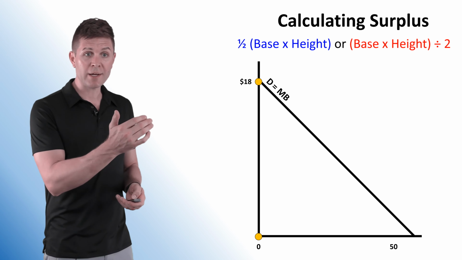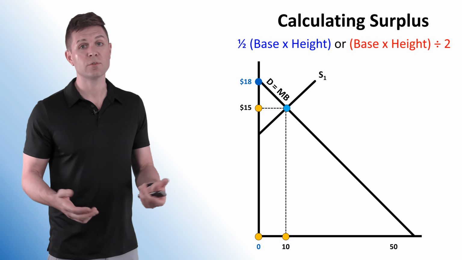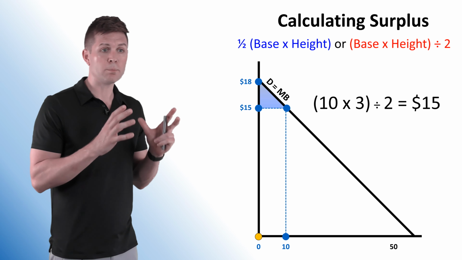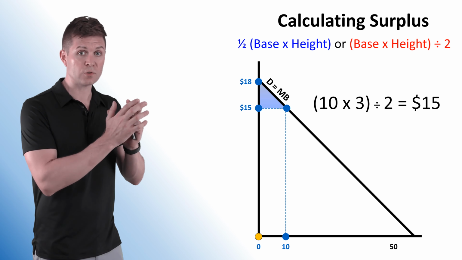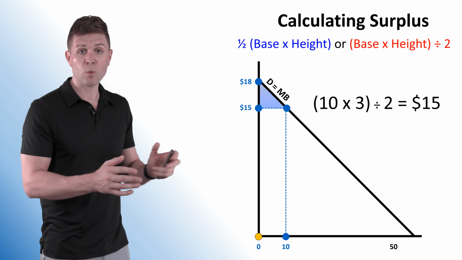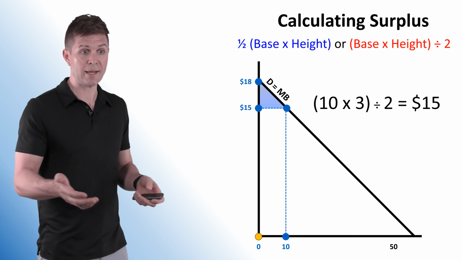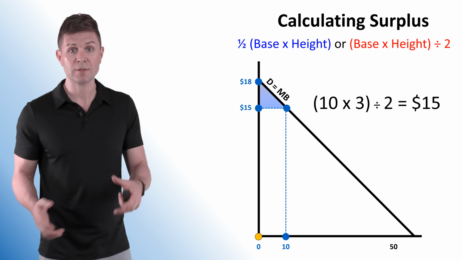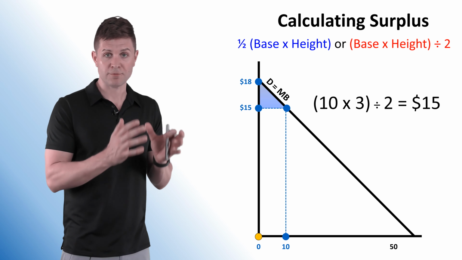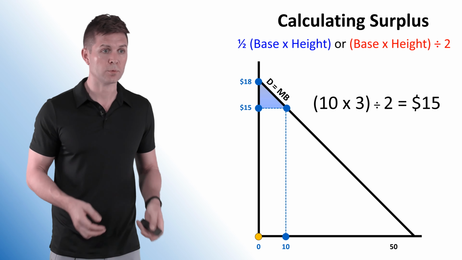So as we drop price from $18 down to $15, 10 consumers join the market. This little blue triangle right here represents the total consumer surplus. So what we're doing is base times height: 10 times 3 divided by 2 equals 15. The total area of that triangle is $15, and that gives us our total consumer surplus.